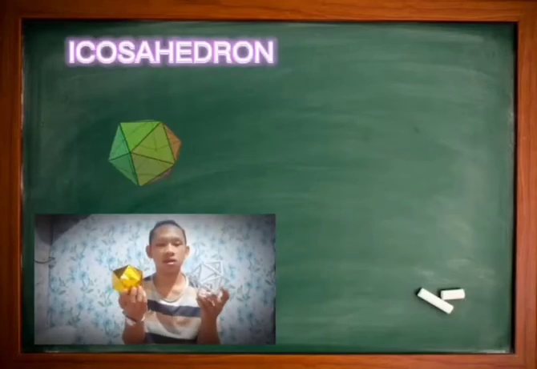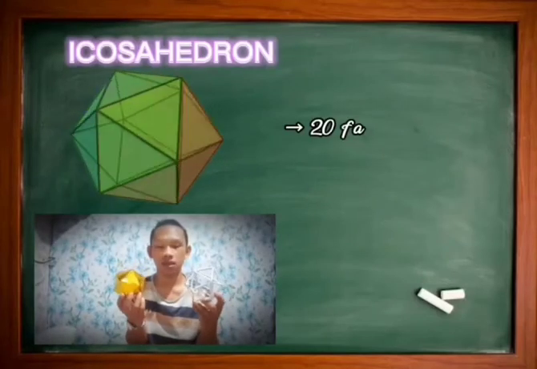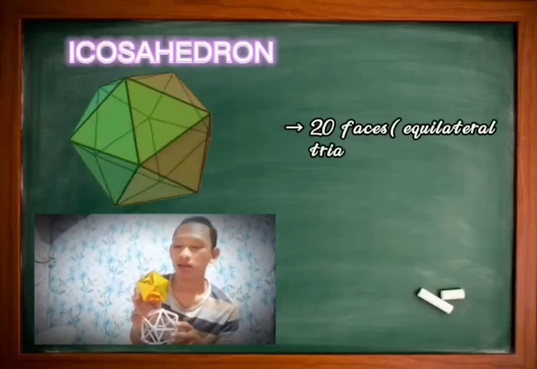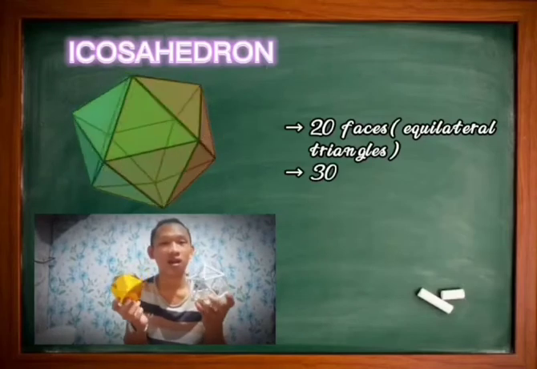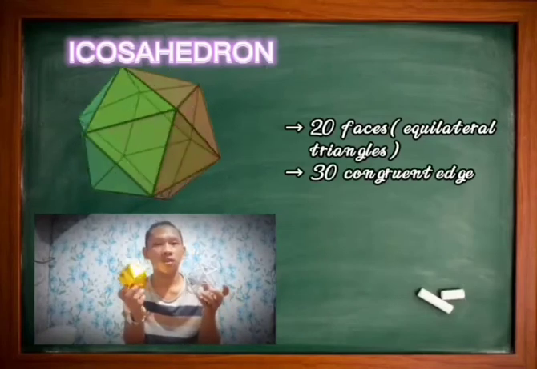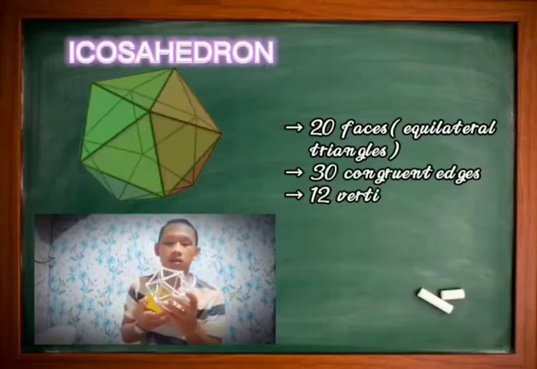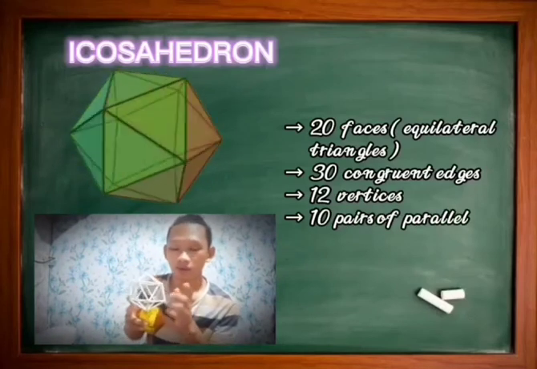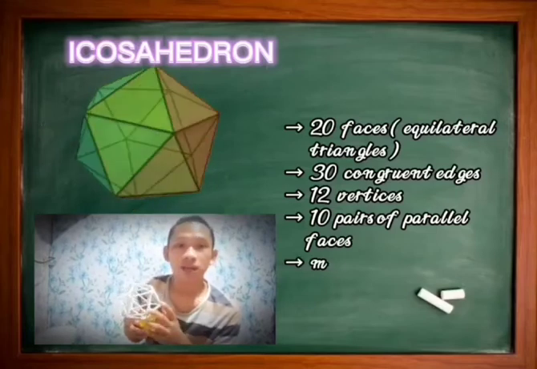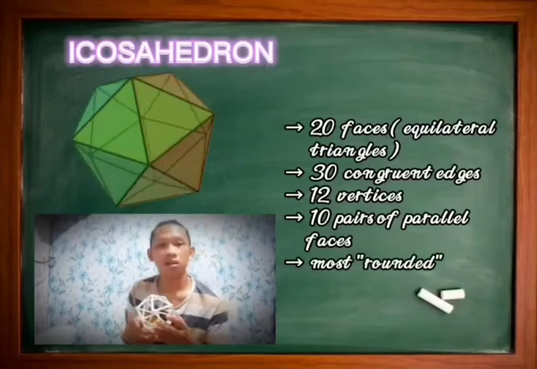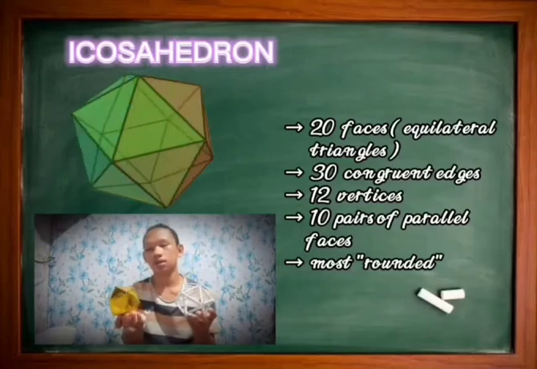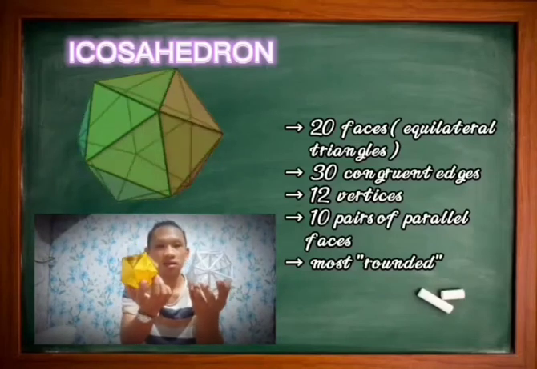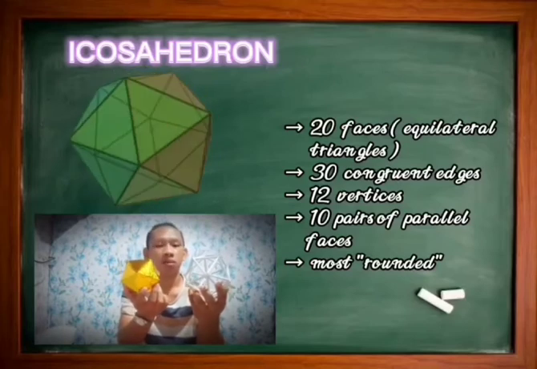Icosahedron, from the Greek word icosa, meaning 20, and each face is an equilateral triangle. An icosahedron has 20 equilateral triangles joined along 30 edges to form 12 vertices, and at each vertex 5 edges meet. Because of its relatively shallow angles, as you can see, it most closely approximates a sphere among the Platonic solids.